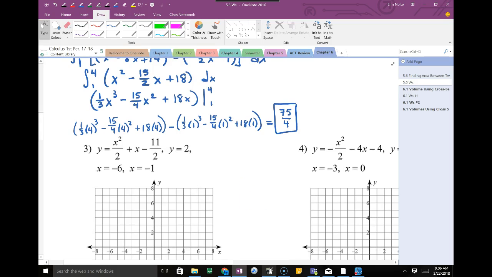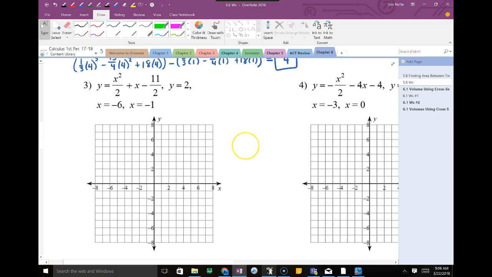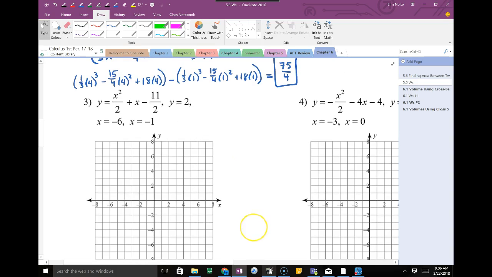Okay, let's do question number 3 together because this is the one where it gets exciting. Yes, I said exciting. That's what I meant, exciting. So exciting for math teachers or exciting for students? Exciting for just everyone. It's exciting.